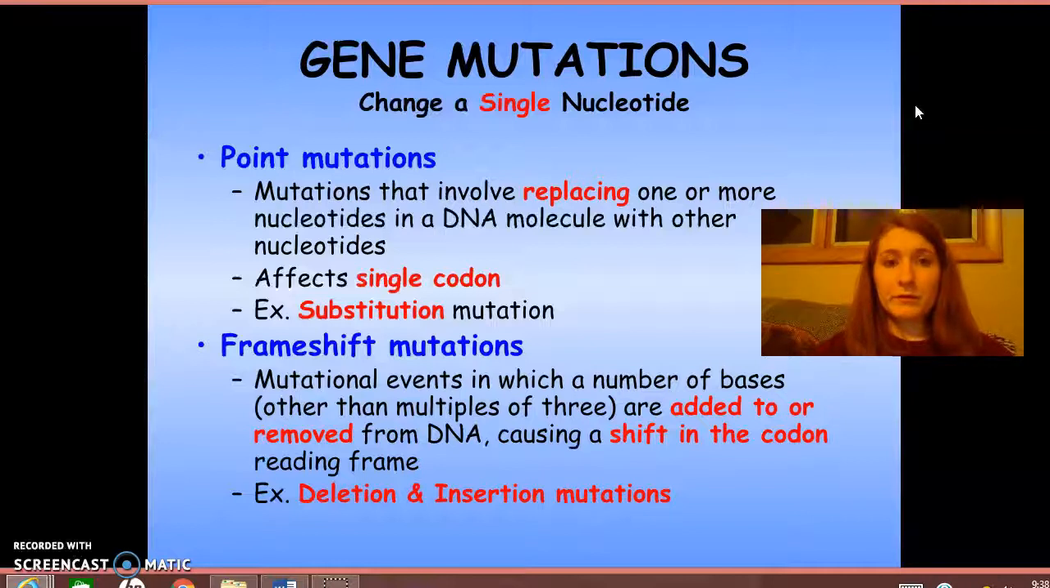The next one we're going to go over is a frame shift mutation. These are mutational events in which a number of bases other than multiples of 3 are added or removed from the DNA, causing a shift in the codon reading frame. So the whole sequence is going to be shifted one way or the other. An example of this would be a deletion or an insertion. If you delete a nucleotide from the sequence, it's going to move everything over, and if you insert a nucleotide into the sequence, it's going to shift everything over the other way.